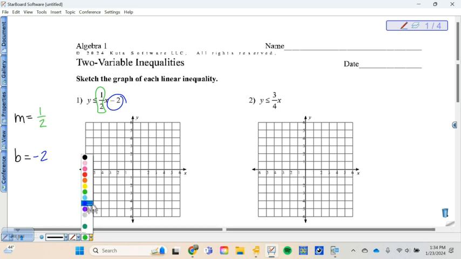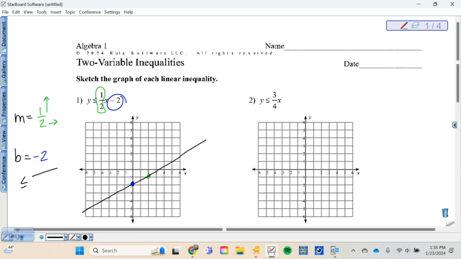So what do I do to start? Start at -2. Good. Okay, and then what do I do? Very good. Up 1, over 2. There we go. I've plotted my points. Now what's my next step? Before I draw my line, what question do I need to ask? What does it say for number 2 in your notes? Yeah, dotted or solid line, dashed or solid? Solid, right? It's less than or equal to, so solid line.